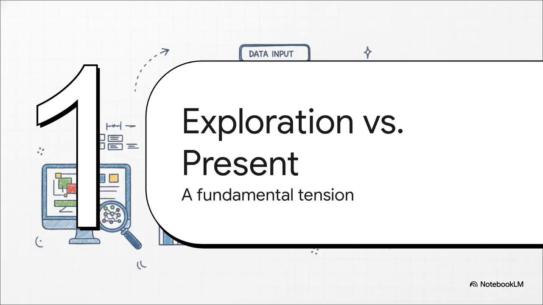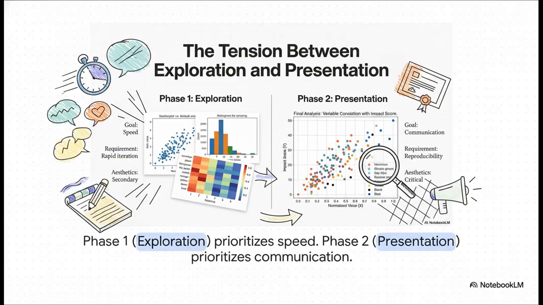Okay, so now we have our 4 big buckets of tools. But that begs the question, how do you know which one to pick? Well, to answer that, we have to talk about a crucial tension that's at the heart of every single data viz project. You see, pretty much every project has 2 distinct phases. First, there's the exploration phase. Here, all you care about is speed. You want to make tons of charts fast, iterate, and just find the interesting nuggets in your data.